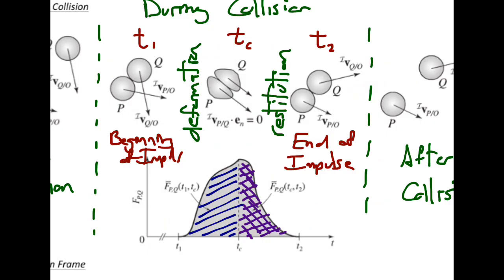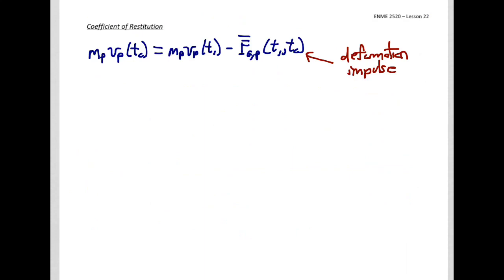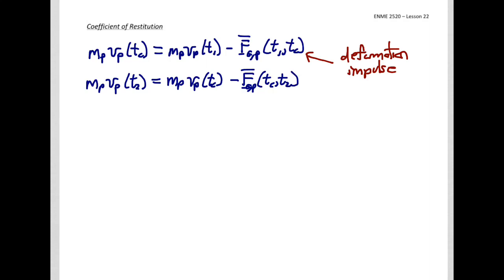Now we need to write out our expression for our change in momentum during our restitution impulse as a separate impulse momentum equation. And so for this it will be M_P V_P, and now we're at time 2, and we're starting at time C, so that's M_P V_P at time TC, and then this will be minus the integral of F_Q,P from TC to time 2. And so this is our restitution impulse.